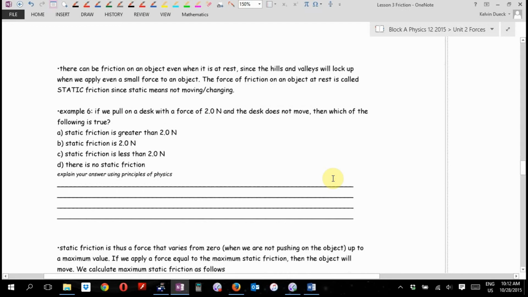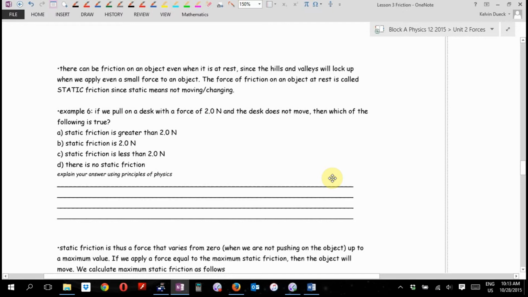There can be friction on an object even when it's at rest. In fact, technically, there are two types of friction. There's what we call static friction and kinetic friction. We're going to pretend this year that there's only one type. This is my hashtag nerd trivia telling you the correct way and then saying, but I'm not going to test it that way.